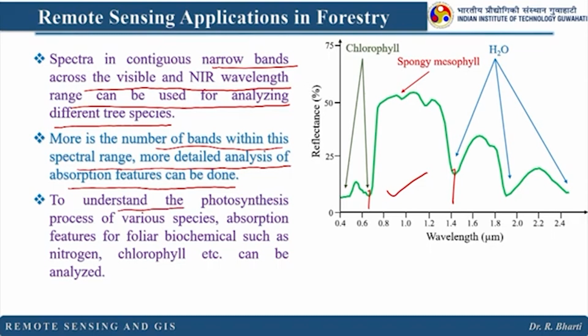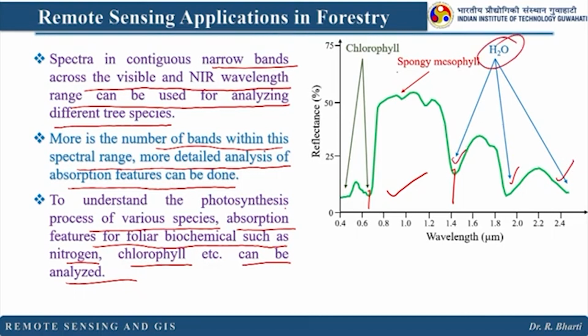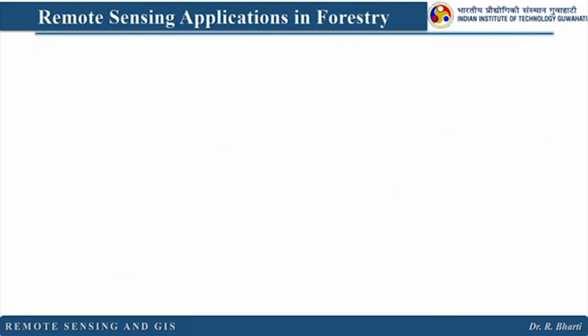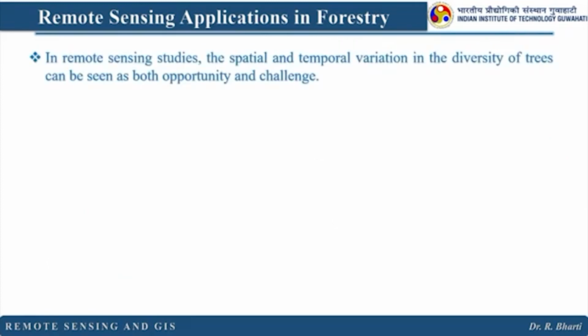To understand the photosynthesis process of various species, absorption features for foliar biochemicals such as nitrogen, chlorophyll, etc. can be analyzed. This you can see here. These absorption features are basically for H2O, this is for spongy mesophyll, this is for chlorophyll 2. So you can develop a methodology where you can utilize this particular knowledge and come up with a very informative output.